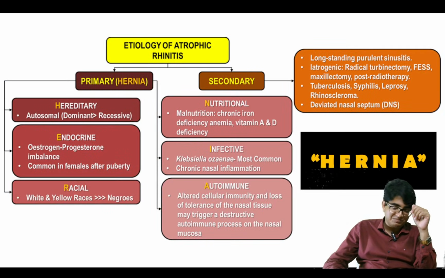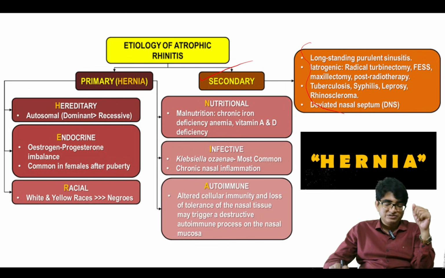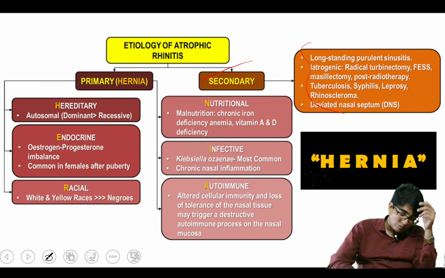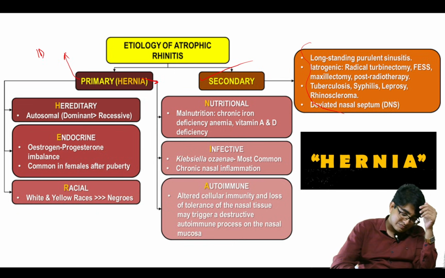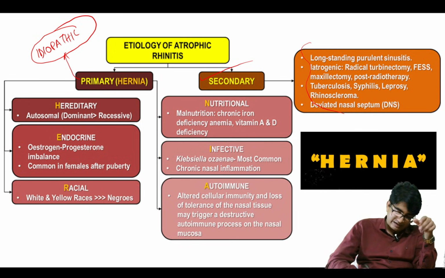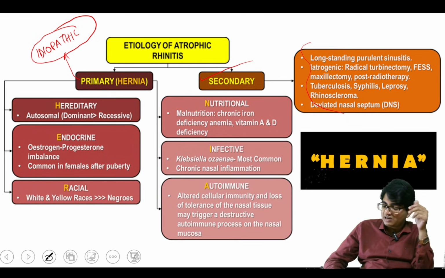Next, coming to the etiology of atrophic rhinitis. I have already discussed the secondary causes of atrophic rhinitis. Next, coming to primary causes. I have already told you that primary atrophic rhinitis is mostly idiopathic in nature, but some causes have actually been identified. So what are those causes? Firstly, they have to be remembered with the mnemonic HERNIA.